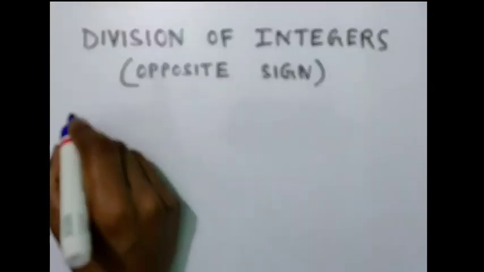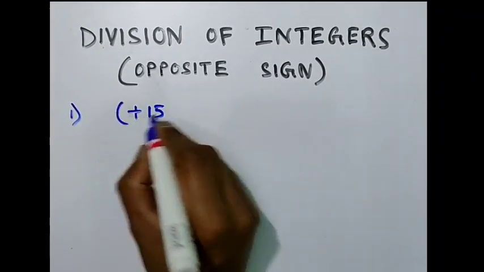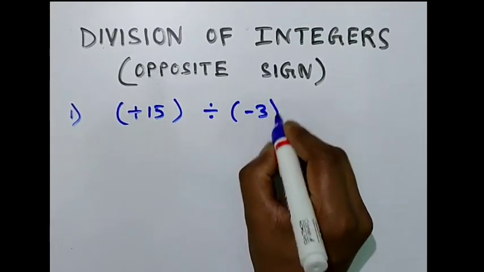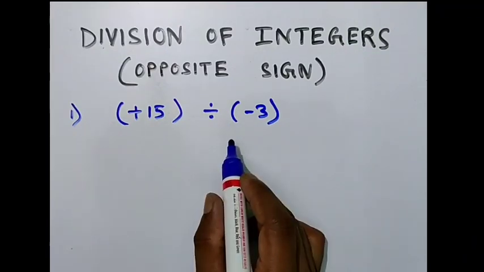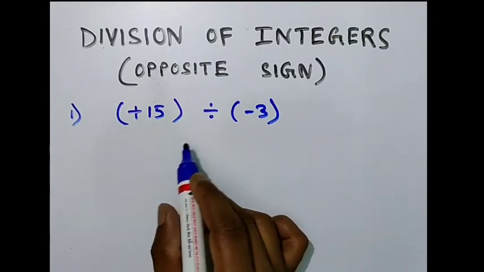So let's take positive 15 divided by negative 3. So here the two integers have opposite signs. So we know that the result will be a negative integer.